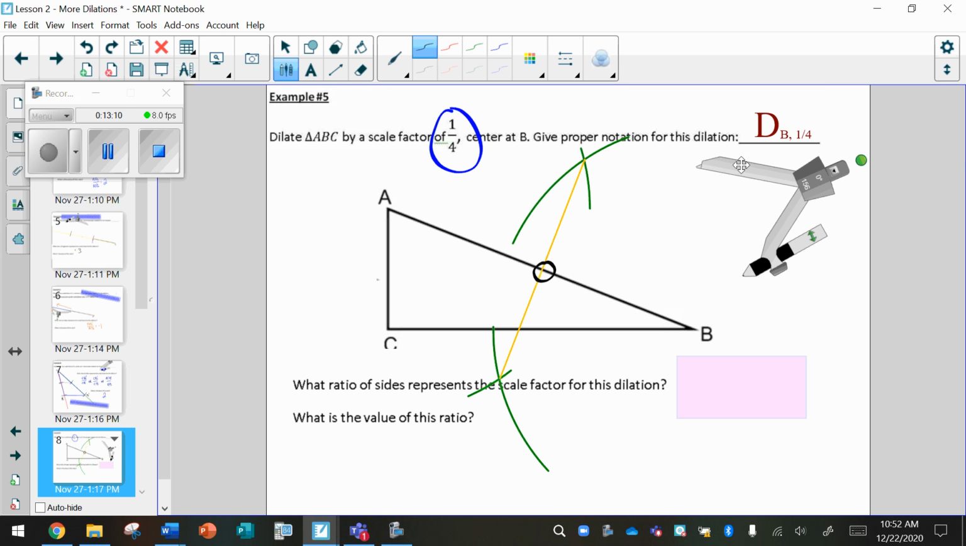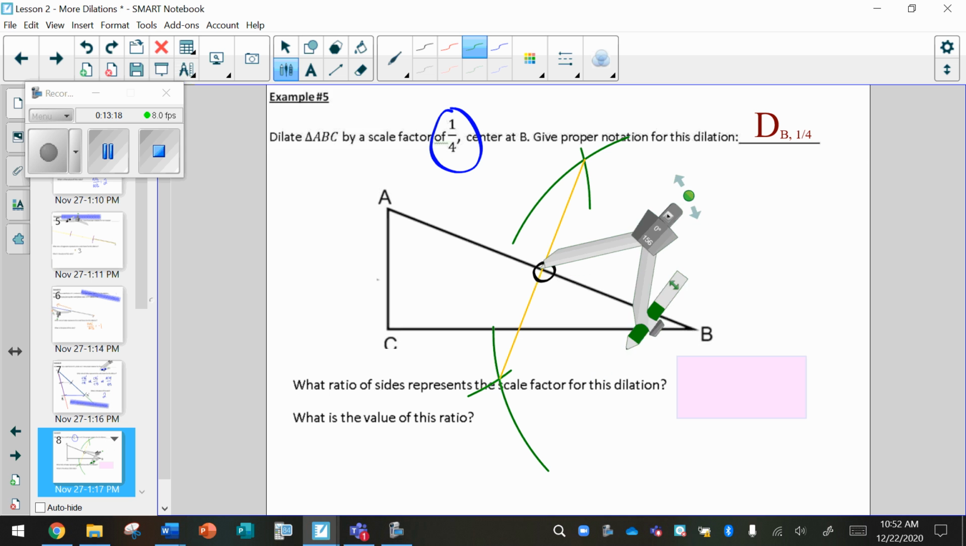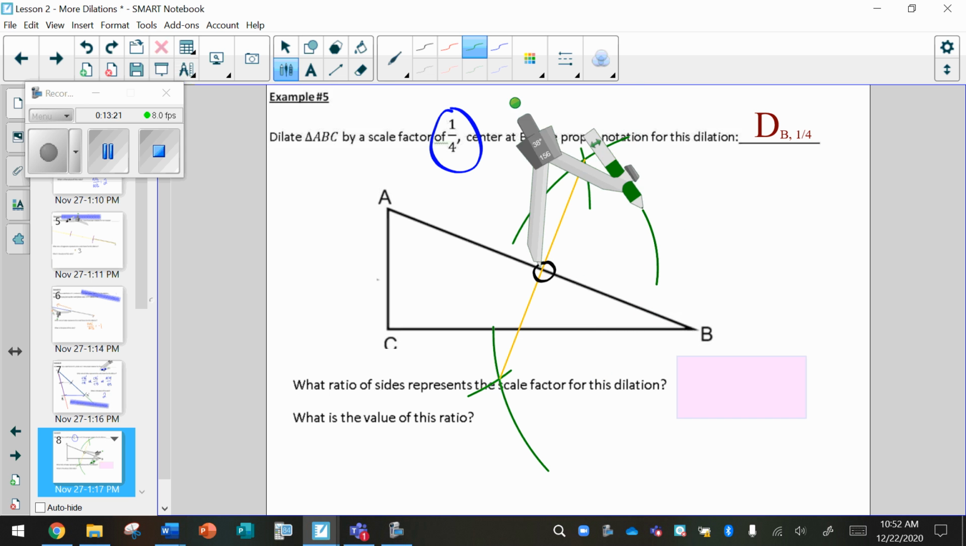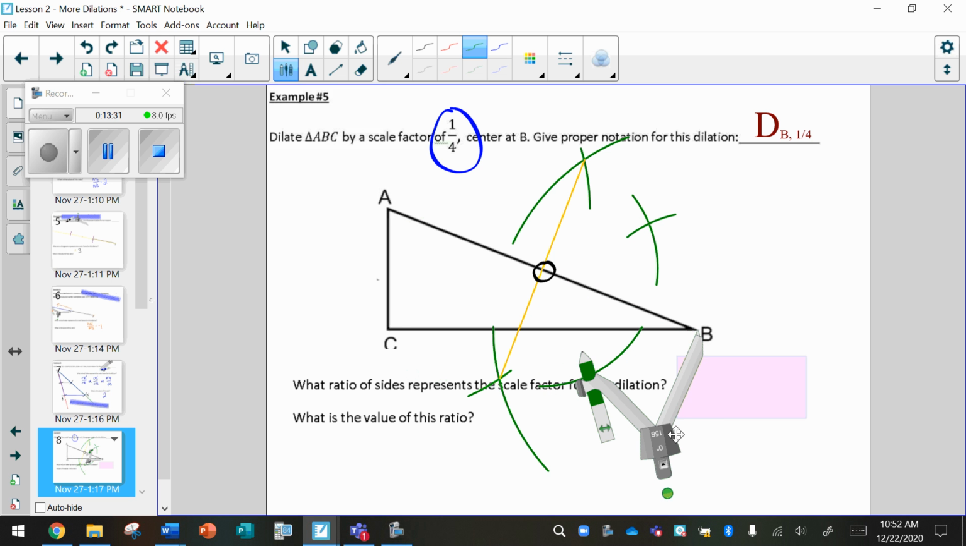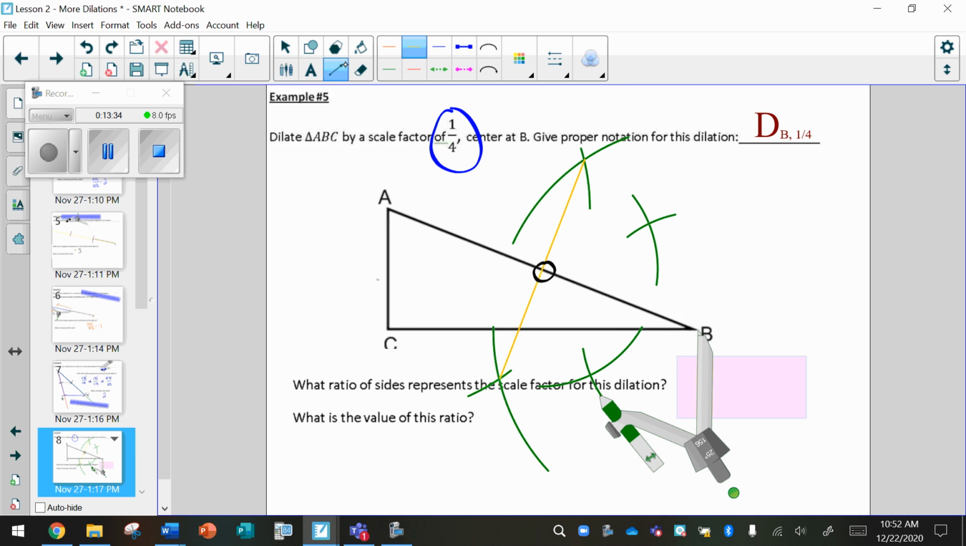So the next midpoint I need is going to be in between the midpoint I just found and point B. If I needed to go 3/4 of the way, I would do the midpoint on the other side, closer to A. But since I'm doing 1/4, I'm going closer to the center of dilation, so that means closer to point B. And when I connect those, that's the midpoint of the midpoints that I'm finding. That is now A prime.